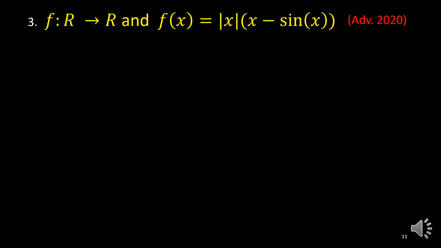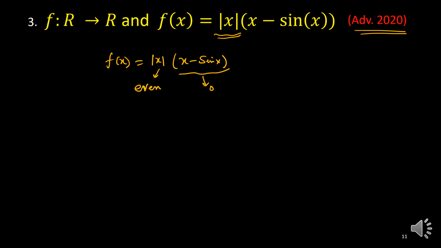This one is an advanced problem, but very similar to the last one. Only the change is these things. A mod function is given. What is f of x? It's mod x times x minus sine x. So what is mod x? It's an even function. And the other factor is an odd function, because the combination of two odd functions is odd.